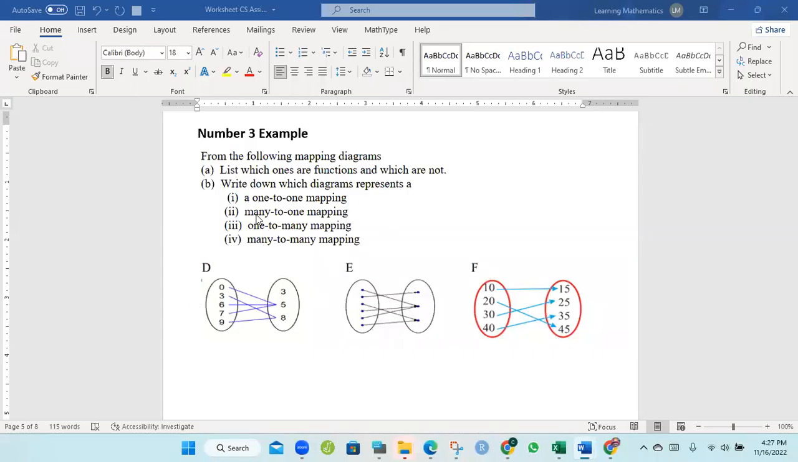So it says here, from the following mappings, list which ones are functions, which are not. Write down which diagram represents a one-to-one, a many-to-one, a one-to-many, and a many-to-many. So let's start with D.